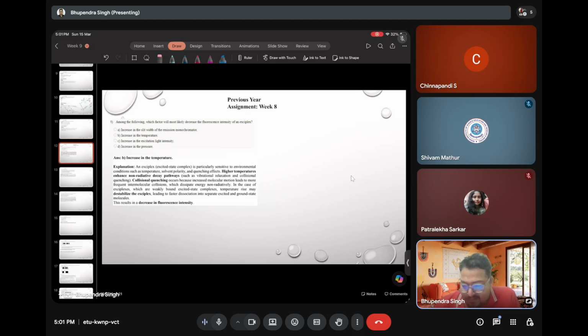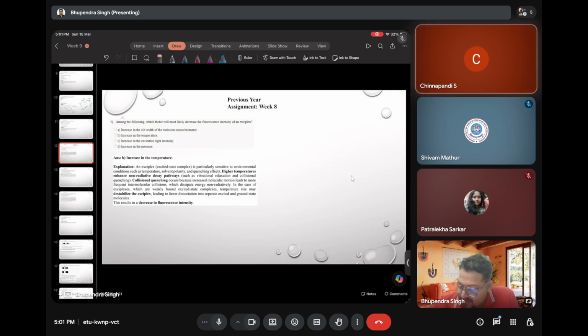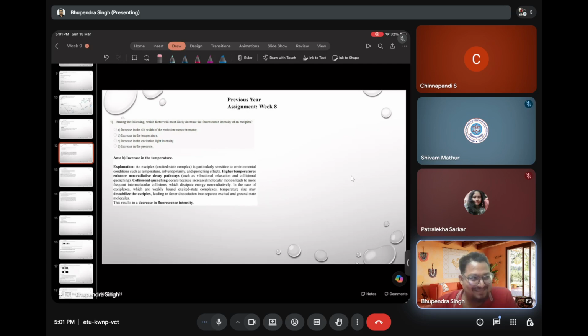Increase in the temperature will decrease. How it will decrease, that you have to explain to me. Option C: increase in the temperature and increase in the excitation light intensity.